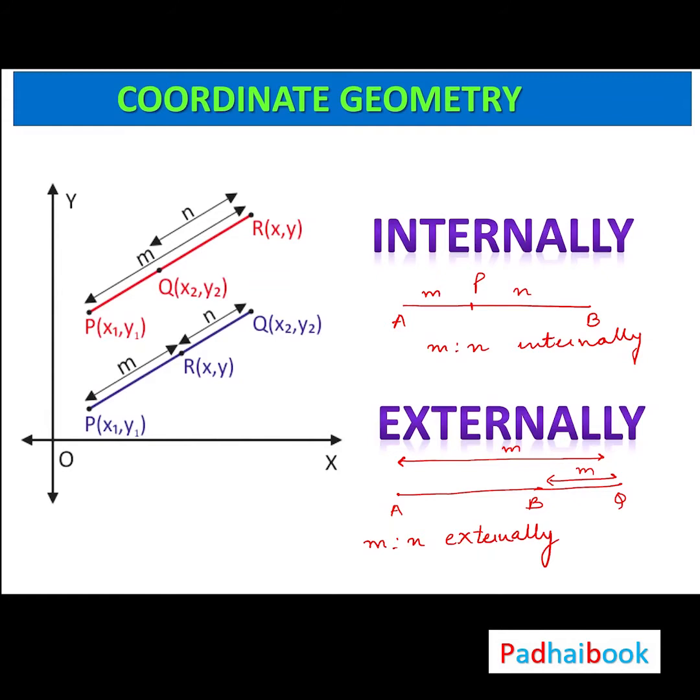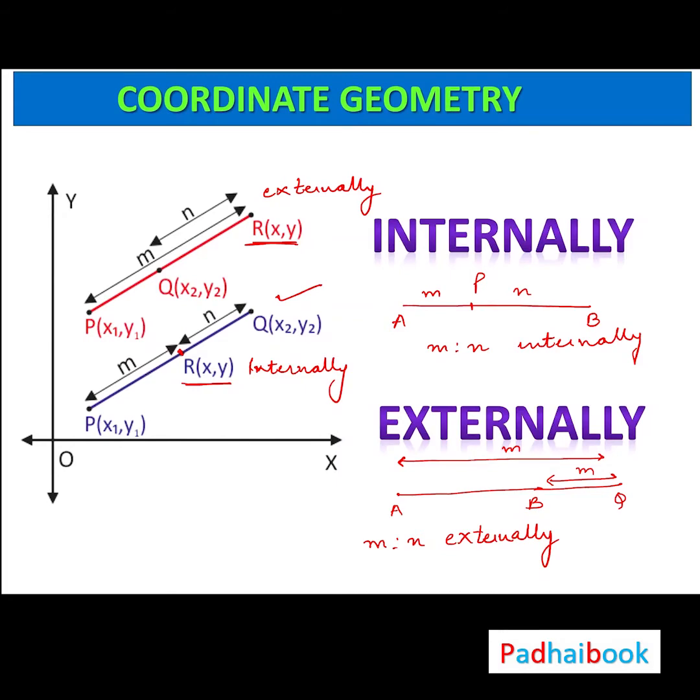Now you can see this first part. Here this point R divides the line segment PQ in the ratio m is to n internally. This is the case of internally. And similarly, you can see the other one. This point R divides the line segment PQ in the ratio m is to n, but here the case is externally.